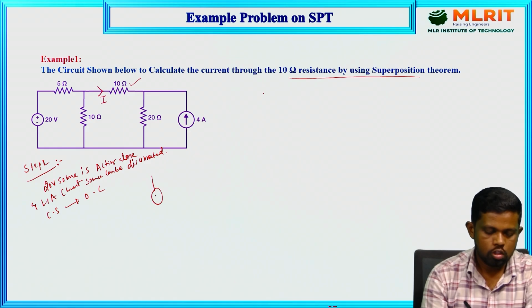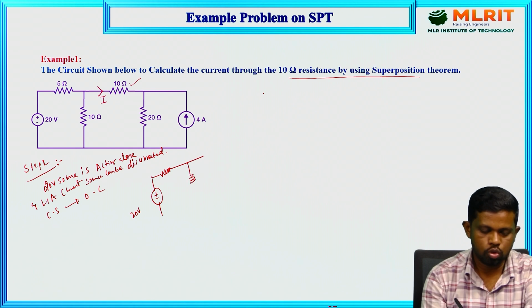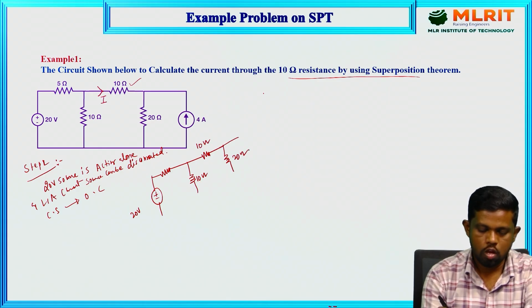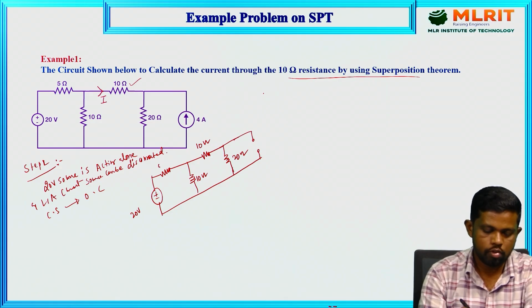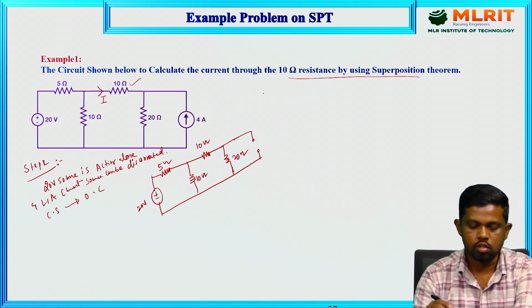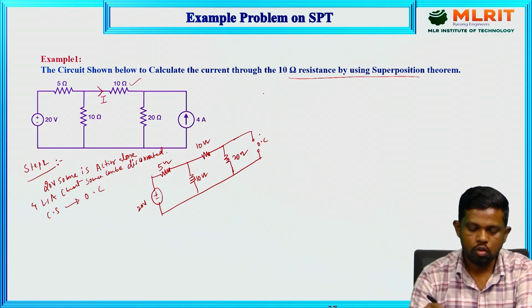This is the 20 volt battery connected as it is. This is a 10 ohm resistor, another 10 ohm resistor, and this is the 20 ohm resistor. This is the current source, replaced by an open circuit. This is a 5 ohm resistor, and this is the 20 volt source. Here we have made the open circuit.